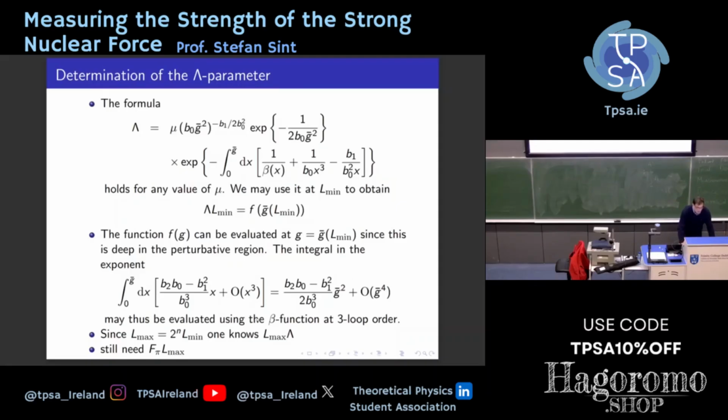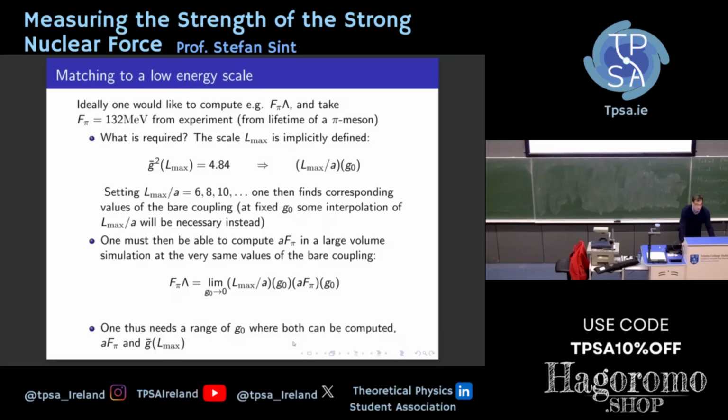E to the something g to the 4th is your error. Okay, and then since you know that L max is a power of 2 away from L min, if you can do that determination, you know also what L max times lambda is, and then you need L max in units of f pi to know what lambda is in physical units. So that's the procedure.